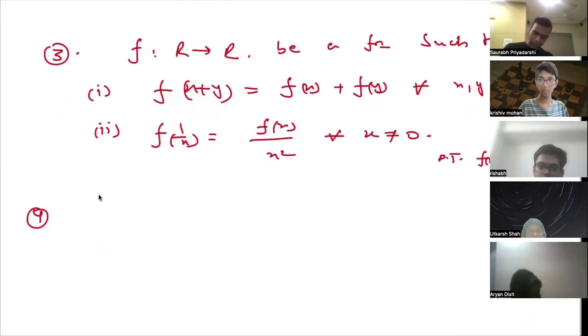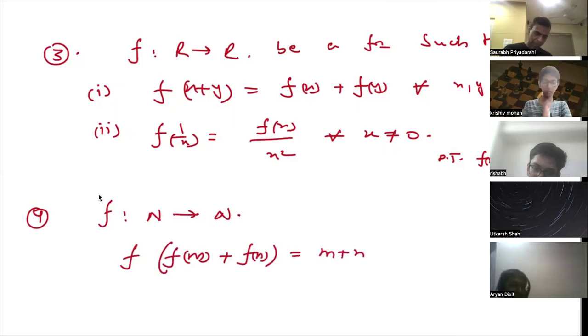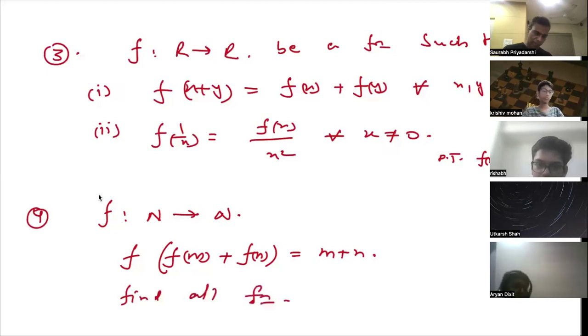This is one of the natural number to natural number. F of fm plus fn is equal to m plus n. Find all functions for m, n belongs to natural numbers is given.